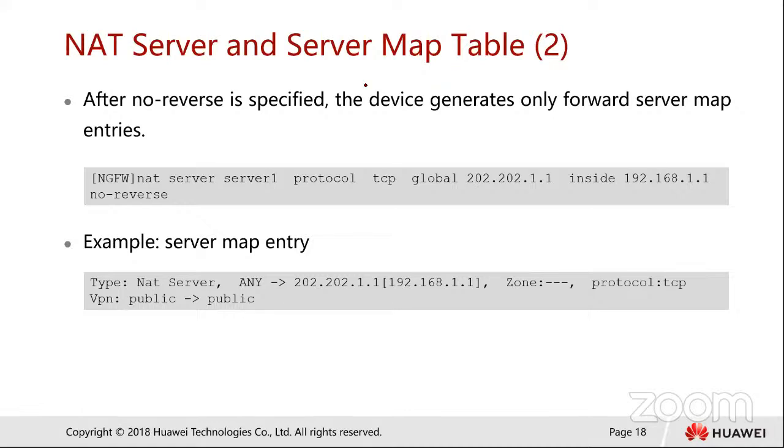So NAT server map 2, this is also when you're going to configure, and you're going to use the word no-reverse. If no-reverse is specified, the device generates only the forward server map entries. It is not going to record the reverse server map entries.